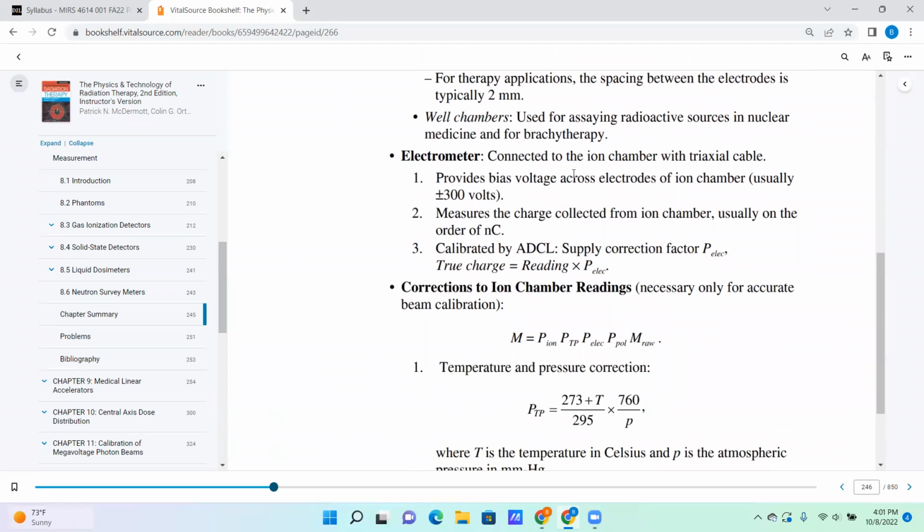You've got an electrometer, which is connected to the ion chamber with a triaxial cable, and it provides a bias voltage across electrodes and measures the charge collected from ion chambers, calibrated by the ADCL. This is an agency or establishment put together to make sure that things are calibrated correctly. I forget exactly what that stands for, but we'll look it up in the chapter.